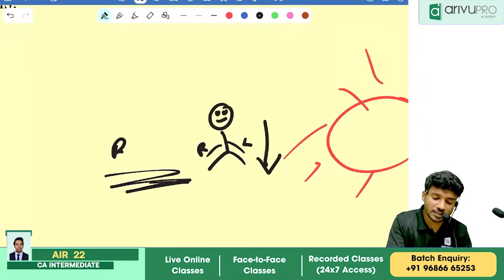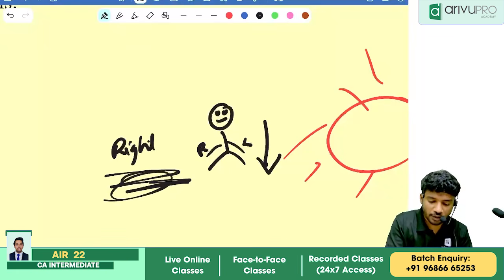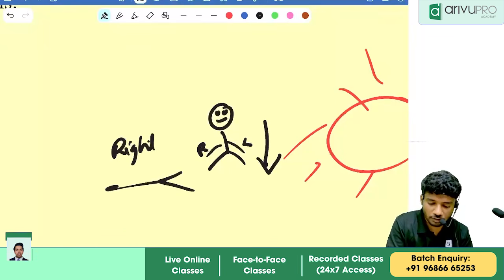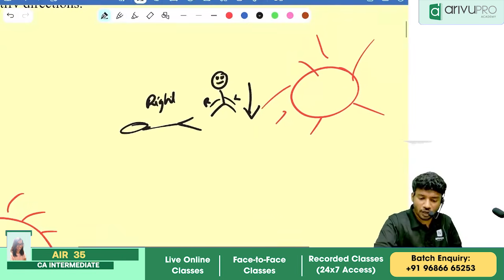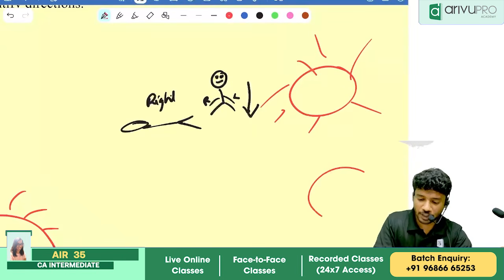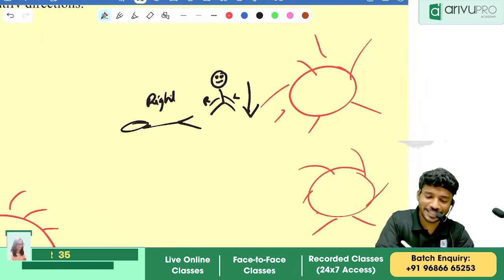To the right side of the person will be the shadow, if you want a proper shadow. His shadow will be where? Towards the right side. Now think, people, sunrise is happening. Where? Not in Hyderabad.